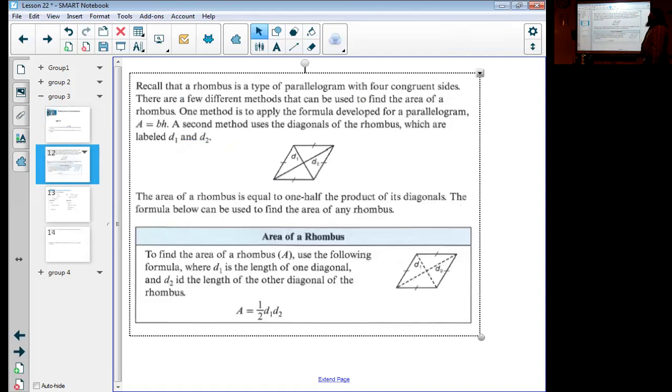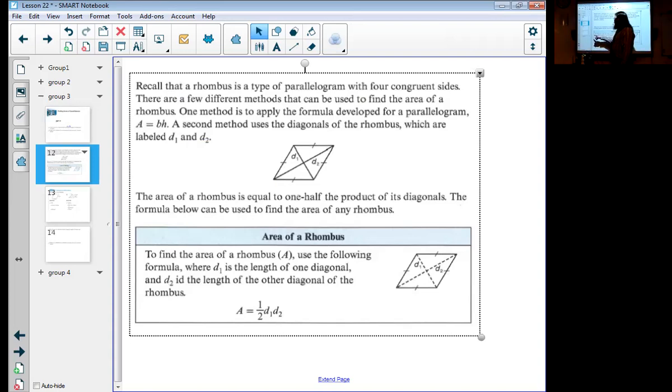So recall that a rhombus is a type of parallelogram with 4 congruent sides. There are 4 different methods that can be used to find the area of the rhombus. One method is to apply the formula developed for a parallelogram, A is equal to BH. A second method uses the diagonals of the rhombus, which are labeled D1 and D2. Remember, diagonals connect two vertices that are not adjacent. So the area of a rhombus is equal to 1/2 the product of its diagonals. To find the area of rhombus A, use the following formula: 1/2 D1 times D2.